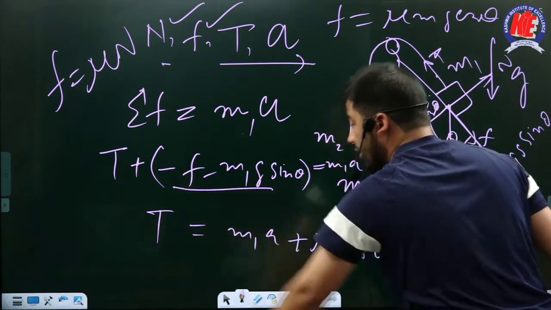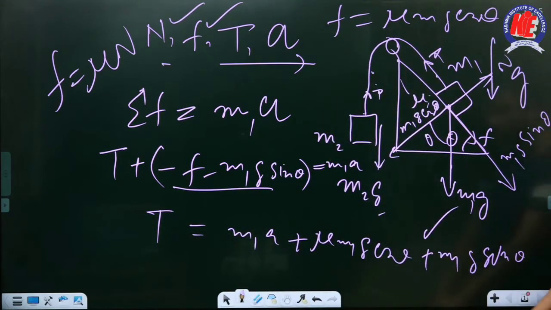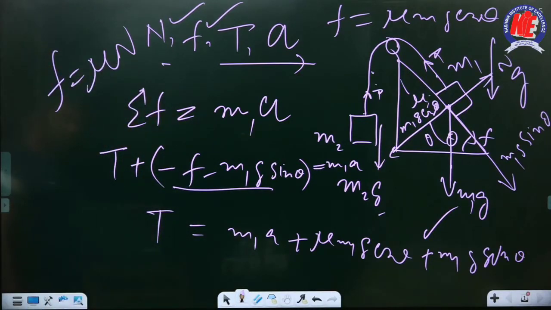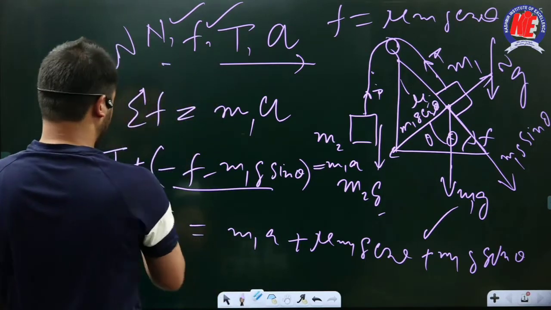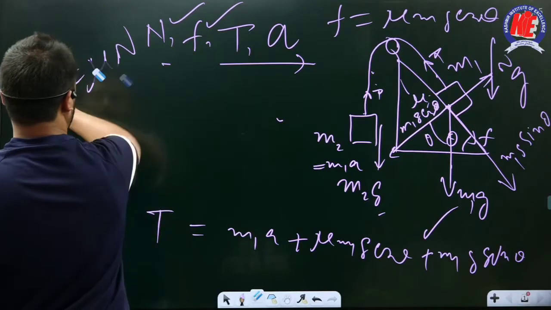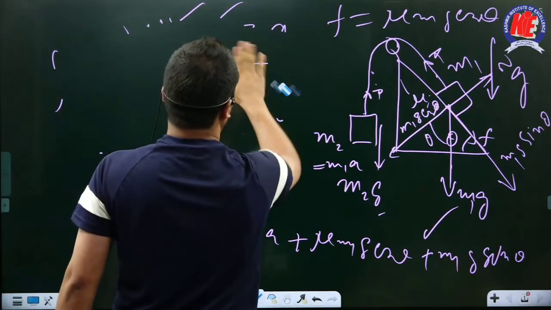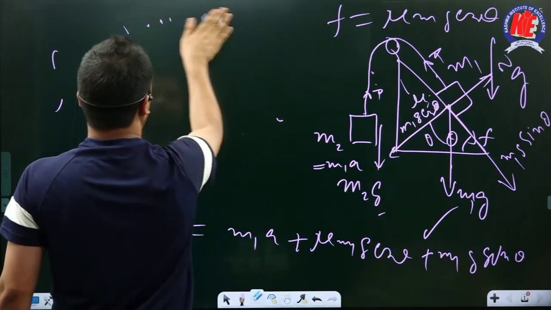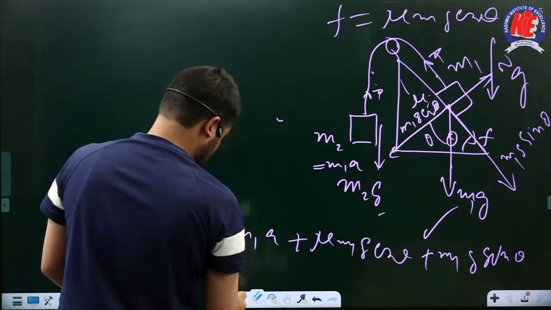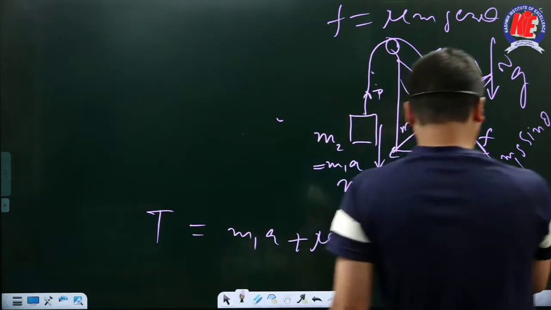I need to calculate T, but there is one more unknown here, that's the acceleration. How can I calculate the value of acceleration here? That will be my point of interest. Now if I just rub this out for a moment, I will number this equation first.